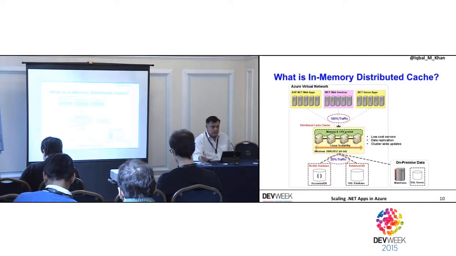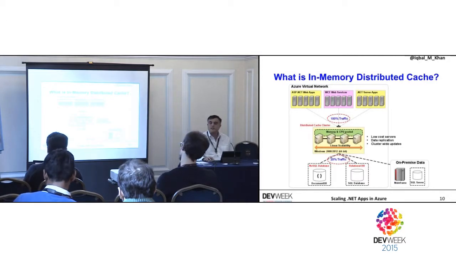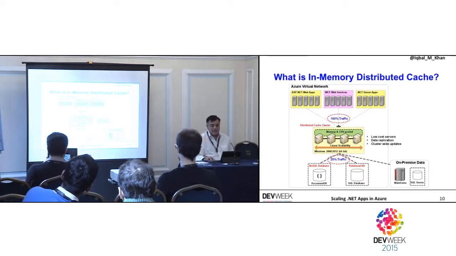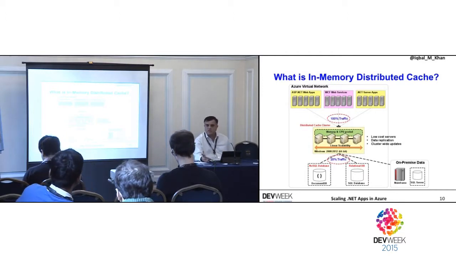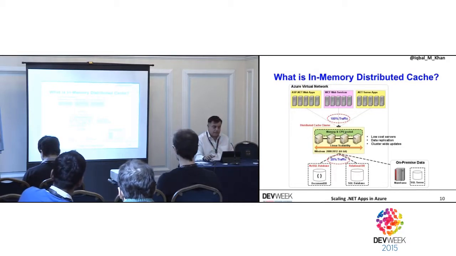So what is an in-memory distributed cache? You have that same application tier which scales very nicely and the same database tier that does not scale. You put an in-memory distributed cache cluster in between these two layers. And this is only a logical thing. It does not mean that these are separate servers. These could be the same servers as your application, but logically they are between the application and the database.